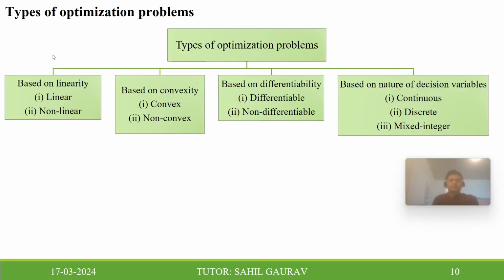Now, the optimization problems can be divided based on their natures. If you divide by linearity, you have two types, linear and non-linear. Based on convexity, it is of two types, convex and non-convex. Based on differentiability, differentiable and non-differentiable. And based on the nature of decision variables, it is continuous, discrete, or mixed integer, which includes both continuous and discrete variables.